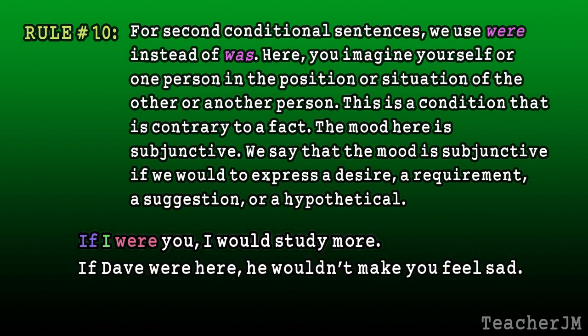If Dave were here, he wouldn't make you feel sad. Usually, we use is or was for a singular subject. However, this sentence expresses a contrast to reality, which means that the subject Dave is no longer present at the moment. Hence, we use the verb were here.